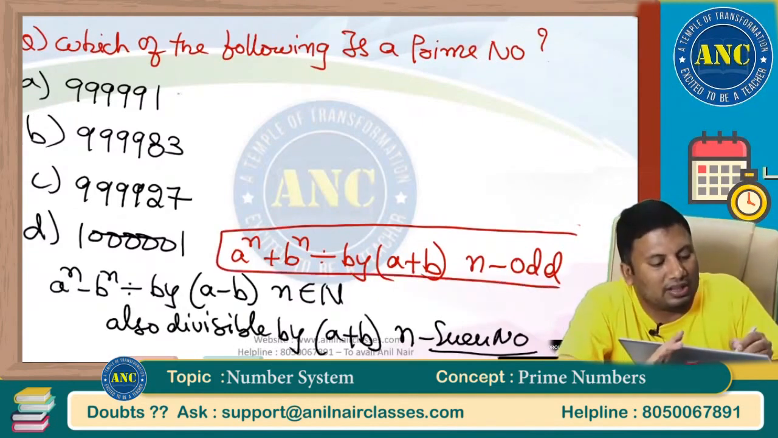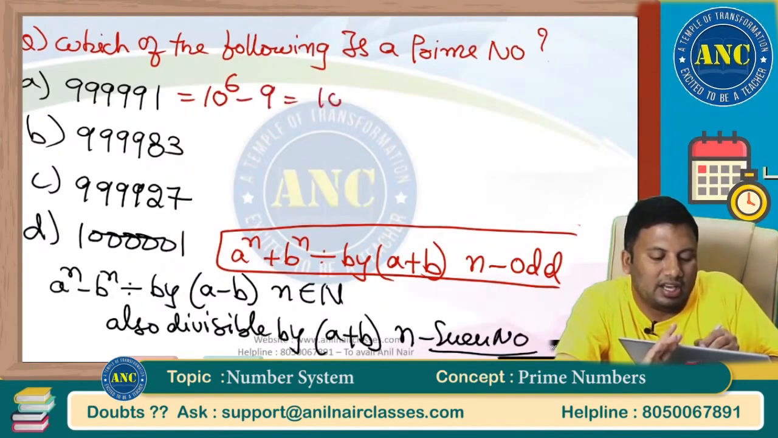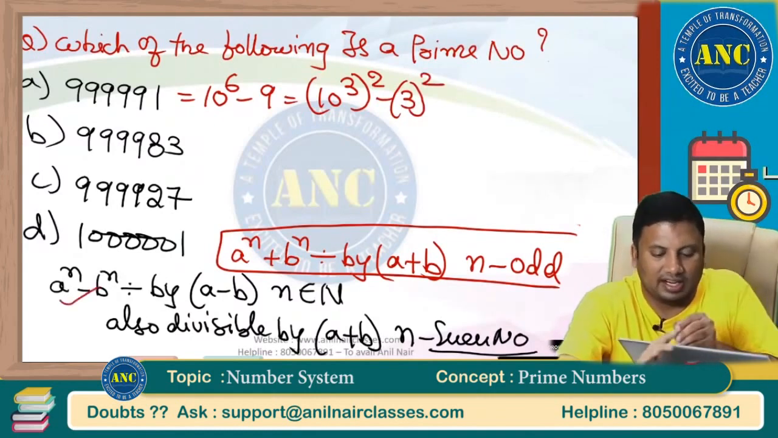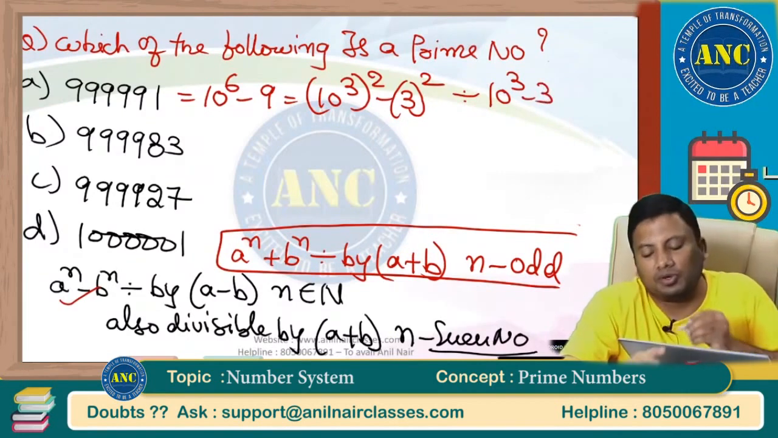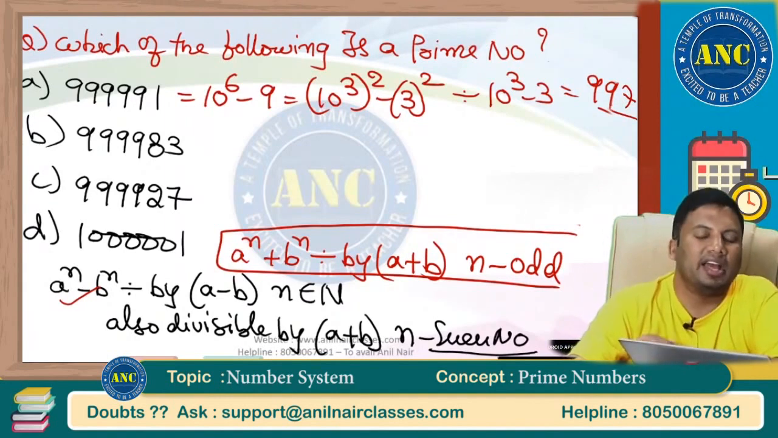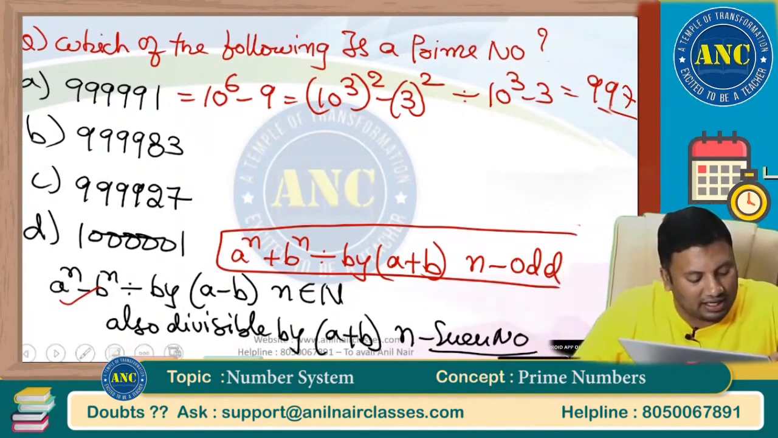We will see this one. The first is nothing but 10 power 6 minus 9, that is, 10 cube whole square minus 3 square. A square minus b square is divisible by a minus b, that is 1000 minus 3, which is 997. Any number divisible by 997 will be a multiple of 997.